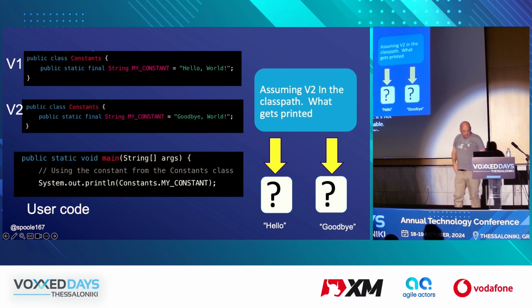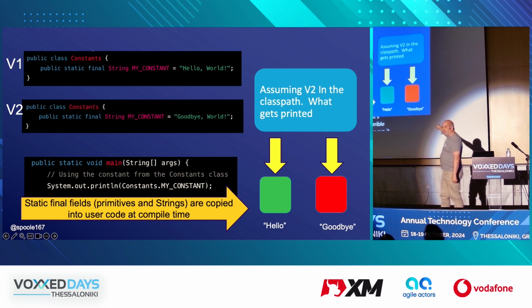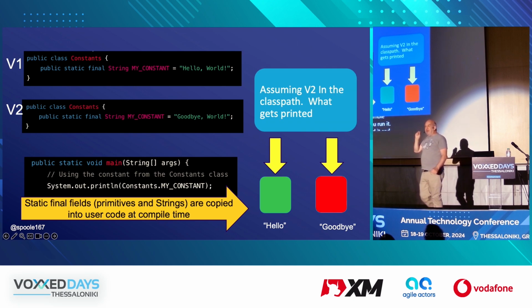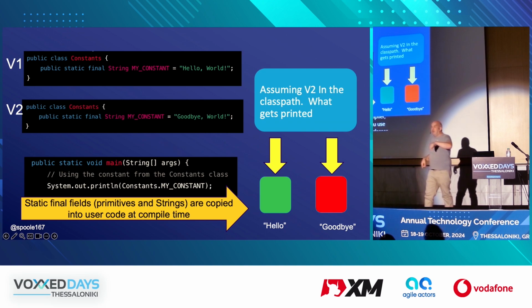Now, here's the horrible thing. When you run it, you get hello. If you recompiled it and ran it, you'd get goodbye. Because the compiler, in its infinite wisdom, when you reference primitive static final constants and strings, will take a copy of the value and insert it in your code. So when it sees Constants.MY_CONSTANT, it hasn't actually compiled it like that. It's gone System.out.println, this thing I squirreled away, this piece of value, okay?